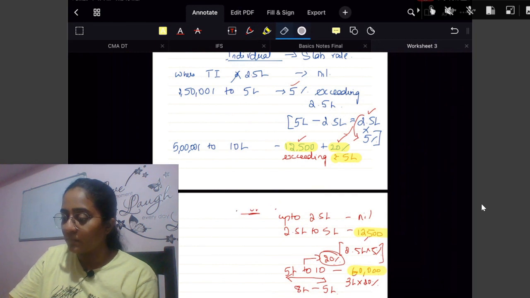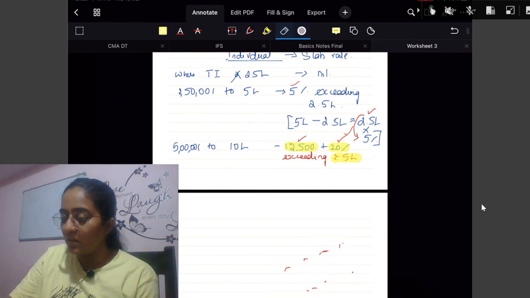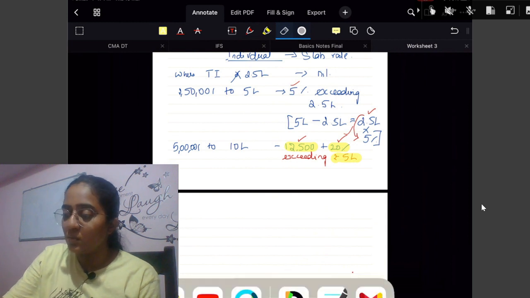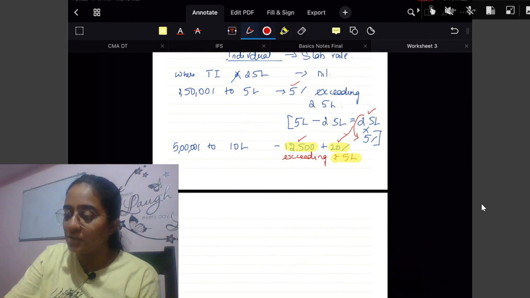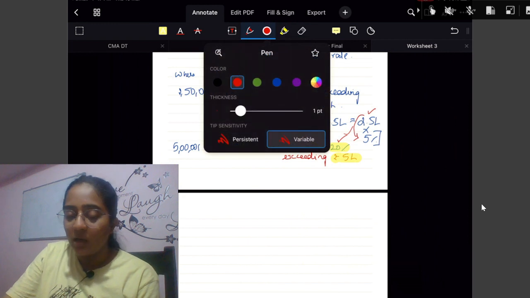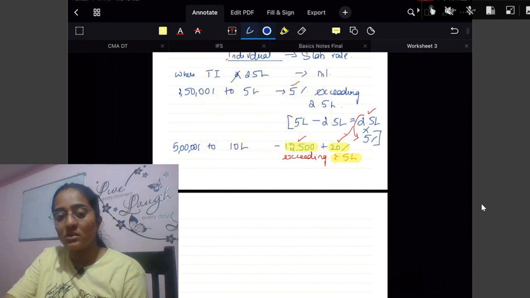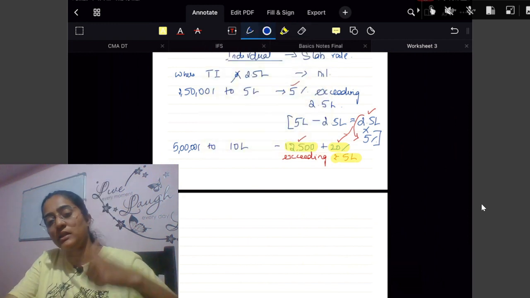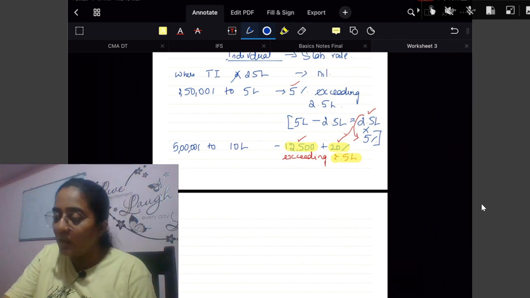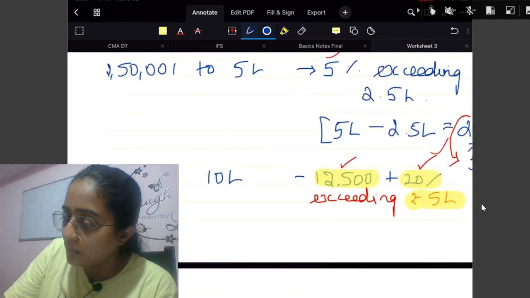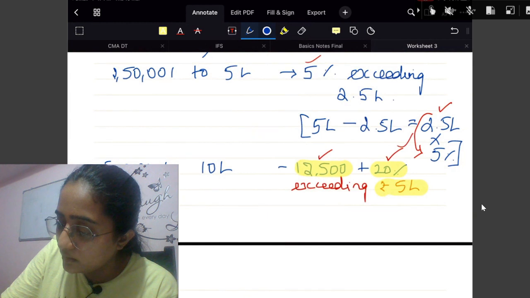Simple, everyone. Great. Now, with respect to the continuation of our point, up to 10 lakh, that is 12,500 plus 20% on income exceeding rupees 5 lakh, very simple. What if the income is greater than 10 lakh?